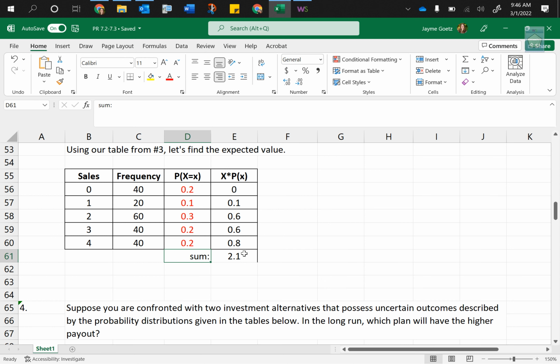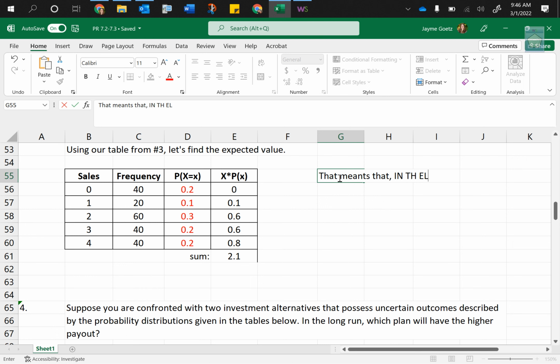Now let's talk about what that means. If the expected value is 2.1, what does that mean? Well, the expected value is very, very close to the mean. So here's what it means. That means that in the long run, KJ Johnson will average 2.1 sales per day.